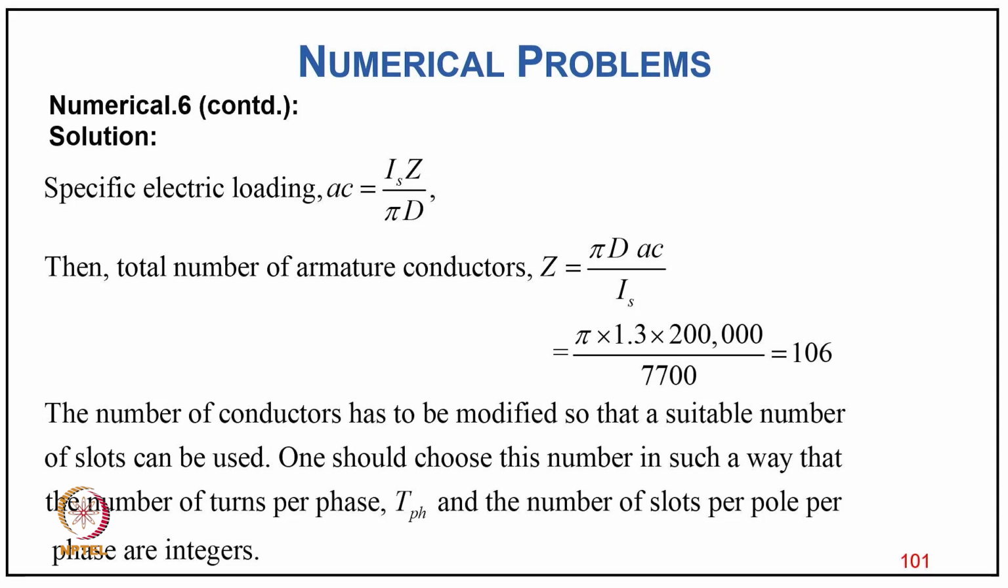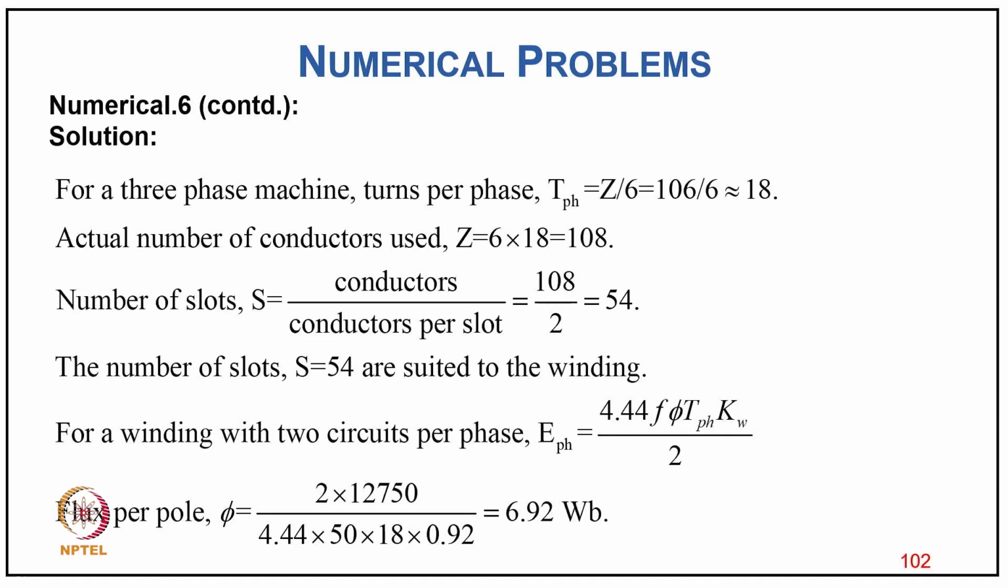The total conductors have to be modified so that a suitable number of slots can be used. So one should choose this number in such a way that the number of turns per phase and the number of slots per pole are integers. So for 3-phase machines, the turns per phase TPH equal to Z upon 6, it's 18, and actual number of conductors Z is 6 into 18, 108. Number of slots S equal to conductors per slot, comes 54, and the number of slots equal to 54 are suitable for winding.